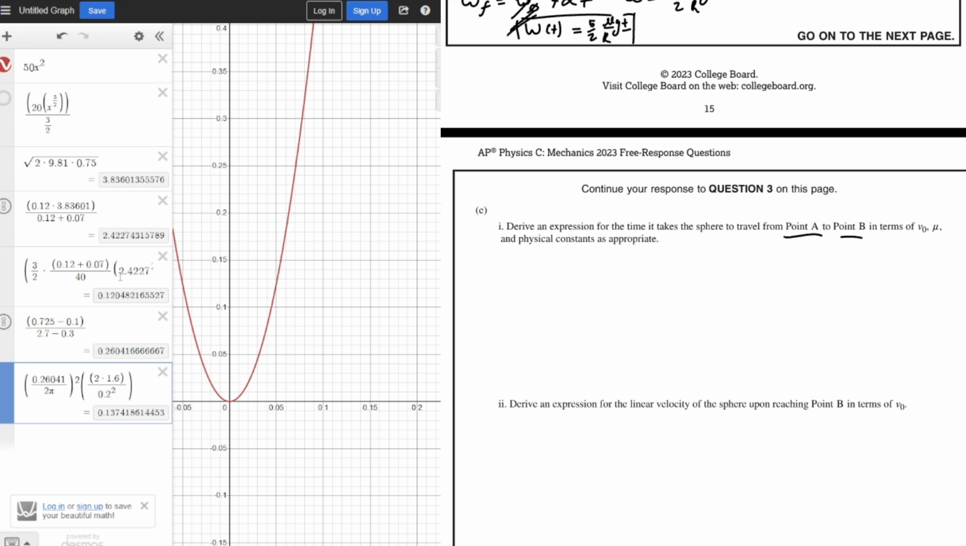So this is where that positive thing comes in. This is why I picked my direction of acceleration to be positive, and I always like doing that. It's so much easier. You should always stick to that, especially with these problems, because if you don't, your answer comes out wrong. Well, actually, it's arbitrary, but you'll have to tweak it a little bit. I'll show you. So, in terms of V naught, mu, and physical constants as appropriate.